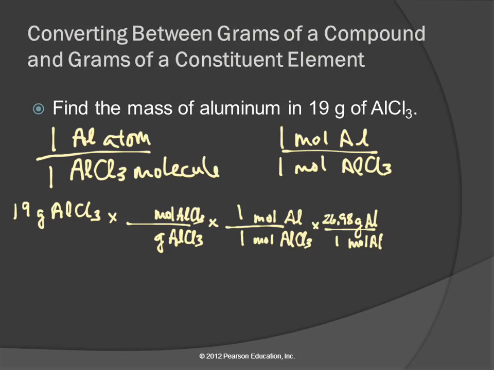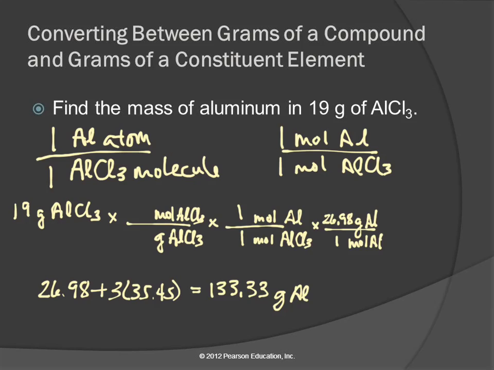Well, we actually have to calculate that. There's 1 aluminum, 26.98. And 3 chlorines. 133.33. This means 133.33 grams of aluminum chloride is equal to 1 mole of aluminum chloride. That's calculating the molar mass. So 1 mole, 133.33 grams.